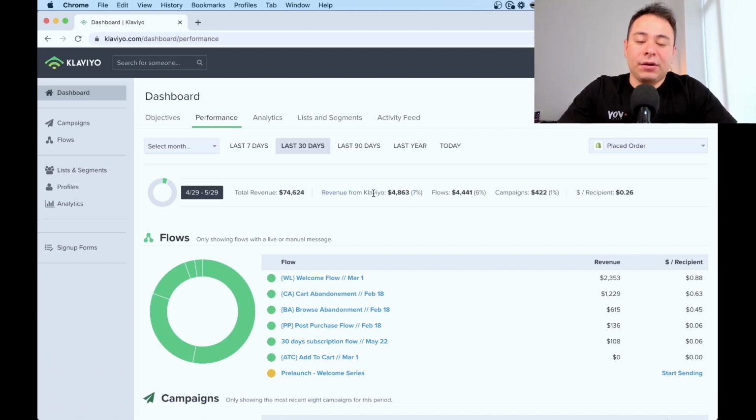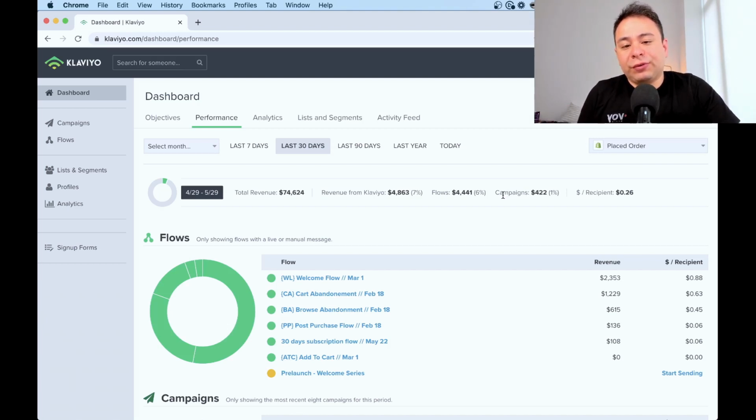And like with anything, it doesn't always work the first time. So you need to at least test different campaigns and test different offers. And now you see the two different important things, flows versus campaigns. And you can see from the flows, it's about $40,441. So 6% of that 7% is from flows, and the campaigns is only $422. And this is only the last 30 days.